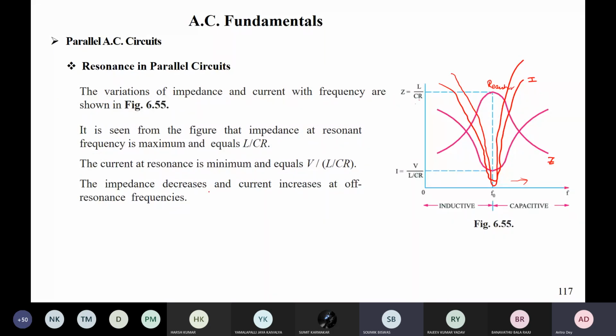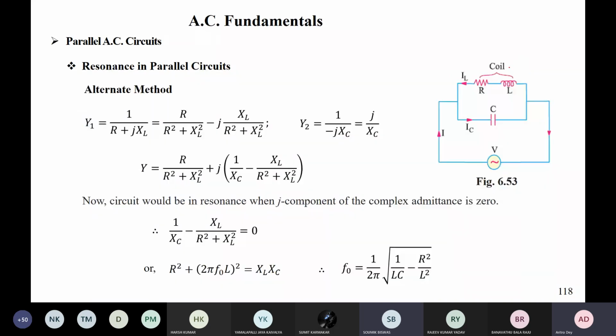The impedance decreases and the current increases at the off-resonant frequency. And the lower the value of resistance you take, the more dominant this notch will be. So this is again, I think, the repetitive thing.